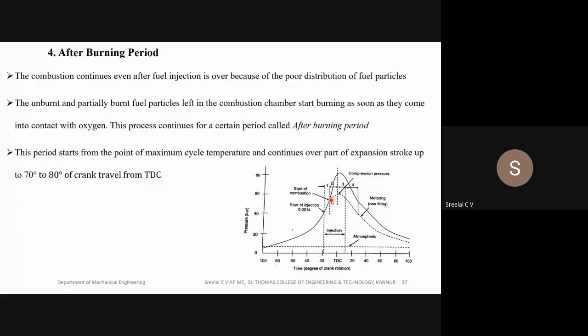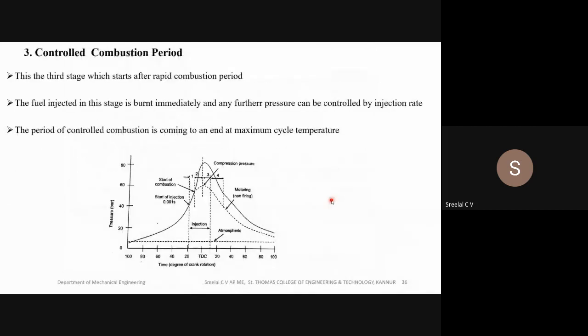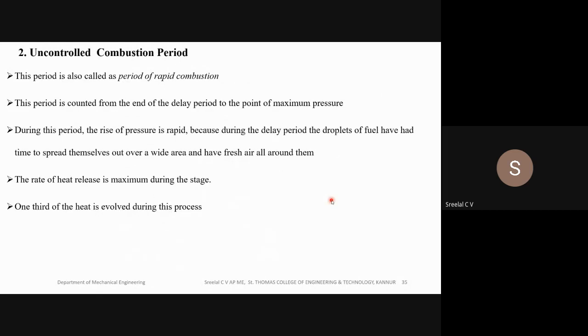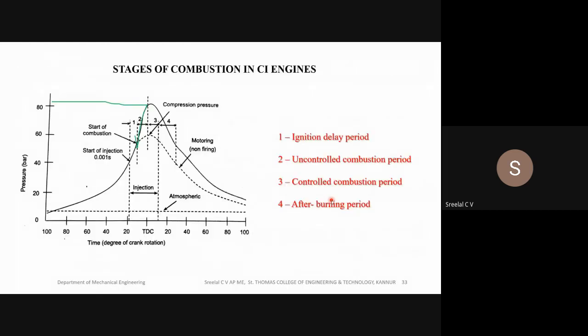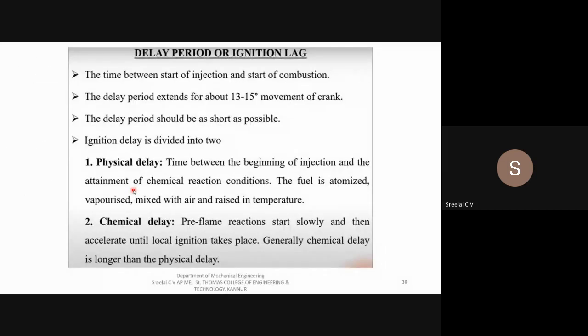So here this delay period extends about 30 to 50 degrees of crank movement. Okay, here it extends 30 degrees to 15 degrees of the crank. This period should be as short as possible. The delay period should be as short as possible.